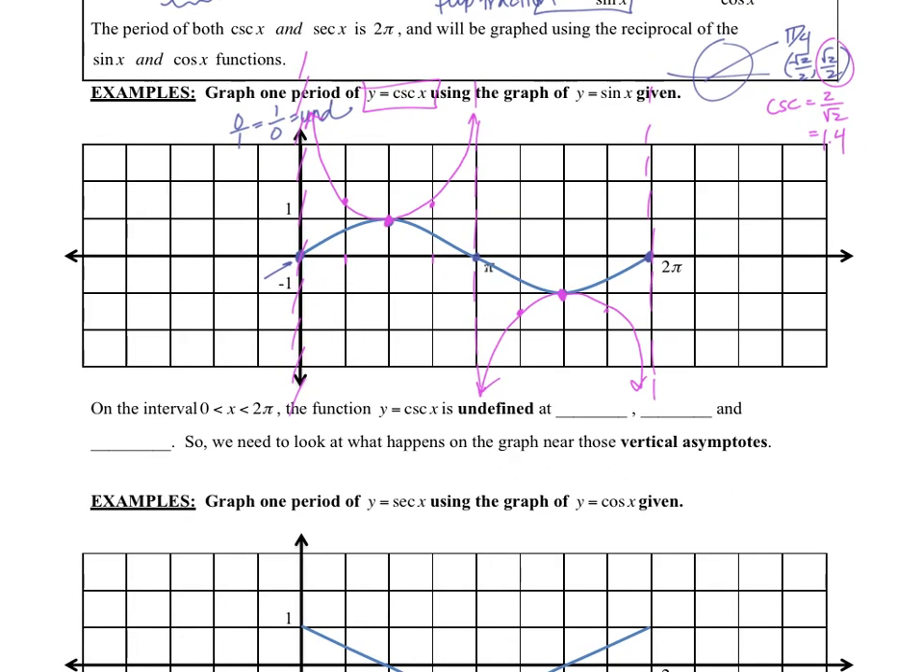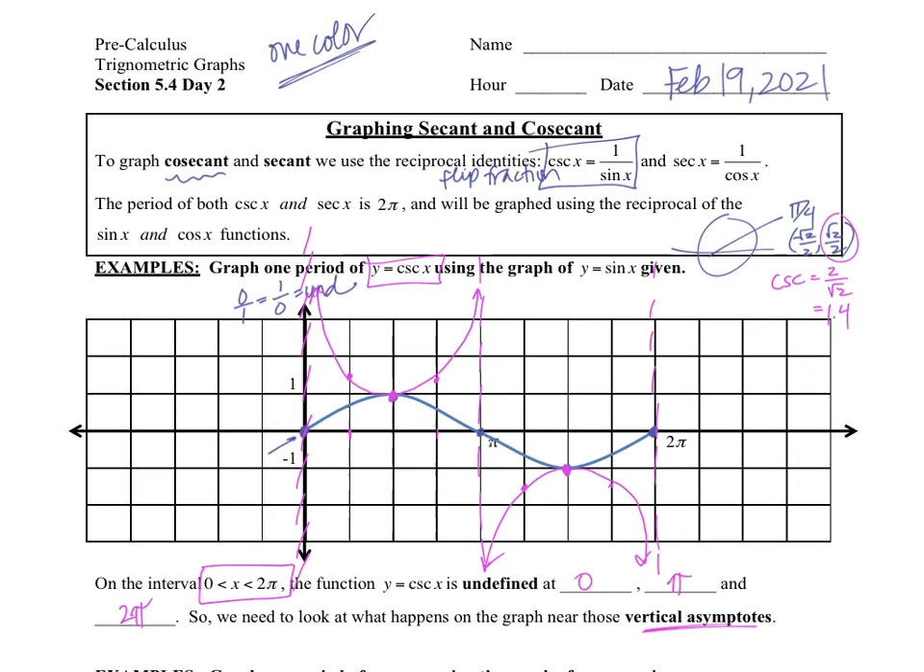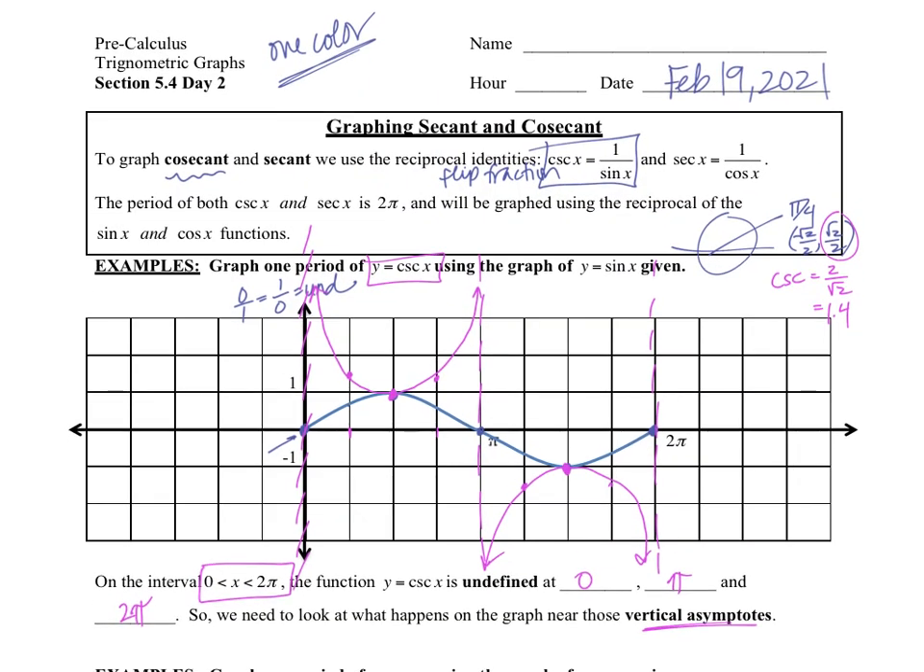So on the interval between 0 and 2 pi, cosecant is undefined at 0, at pi, and at 2 pi. All right? And then we look at what happens near those vertical asymptotes. And again, it creates that sort of parabola picture. All right? I think I kind of skipped over this up here, but notice the period of cosecant, and it's also going to be secant, is 2 pi.